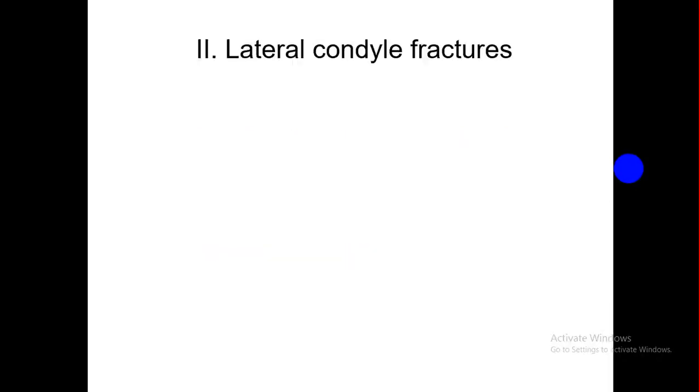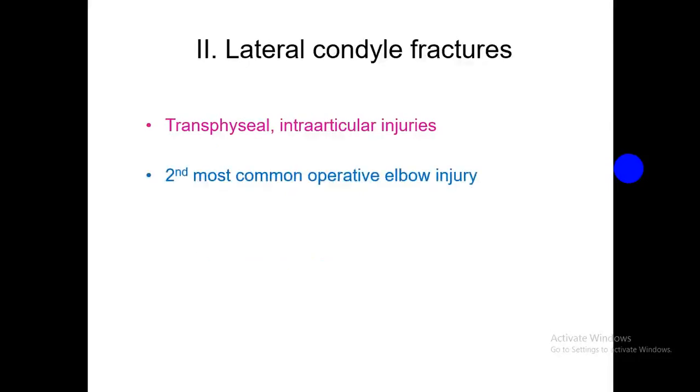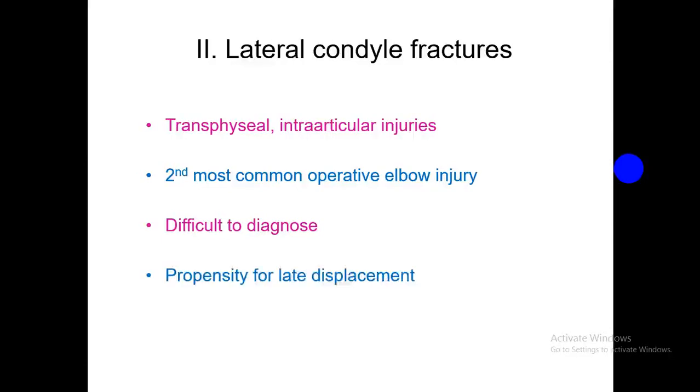The second fracture is the lateral condylar fracture. Fractures of the lateral condyle are transphyseal intra-articular. They go through the epiphyseal plate and into the joint, so they are intra-articular injuries. The second most common operative elbow injury after supracondylar humeral fractures. They sometimes are difficult to diagnose when they're like a crack and there's not much swelling on the lateral side of the elbow. You can't really see them on the X-ray. There's a propensity for late displacement.